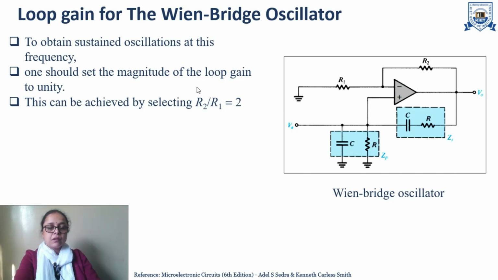So we can adjust the value of gain, that is the R2 by R1 ratio, very easily. Let's say if we are taking the resistance R2 as 20K, you can take R1 as 10K. So the ratio of R2 by R1 will be 2. So by adjusting the ratio of R2 by R1, we can change the gain of the amplifier also.